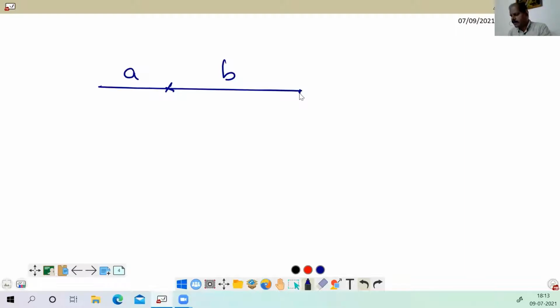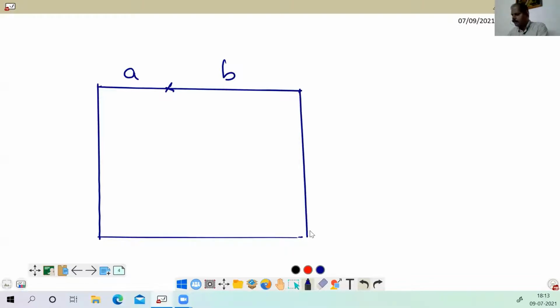Now I am going to construct a square with the side A plus B. So here same side A plus B. Here also A plus B. Here also A plus B. So I have constructed one square with side A plus B. So this is A, this is B, this is A, this is B, this is A, this is B, this is A and this is B. So we have one square with side A plus B.